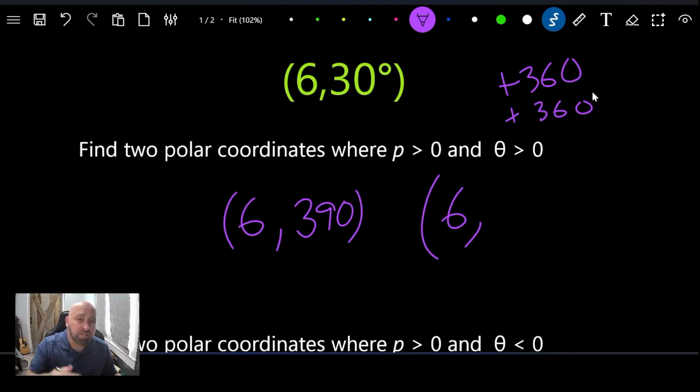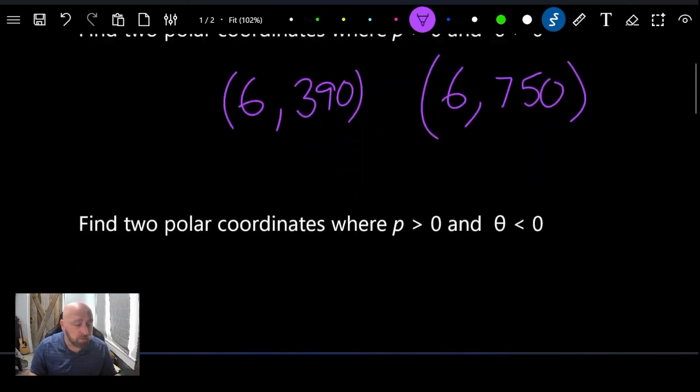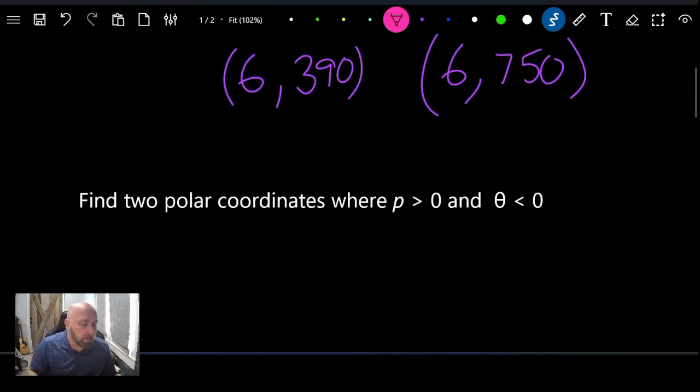360 plus 360 is 720. 720 plus 30 would be 750. We could keep going with that. We could add another 360, and that would give us another point that matches, but we don't need that, we just need 2. All right, let's go ahead and do the next one.